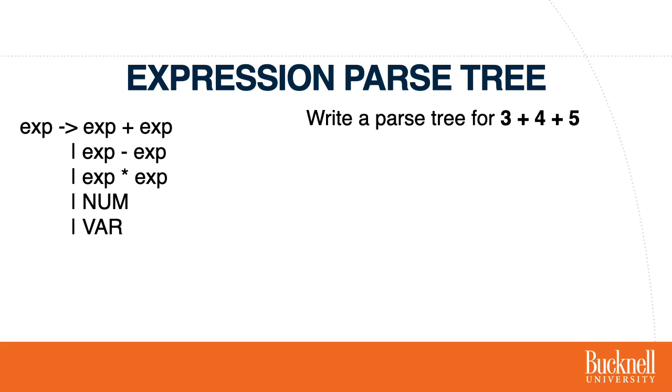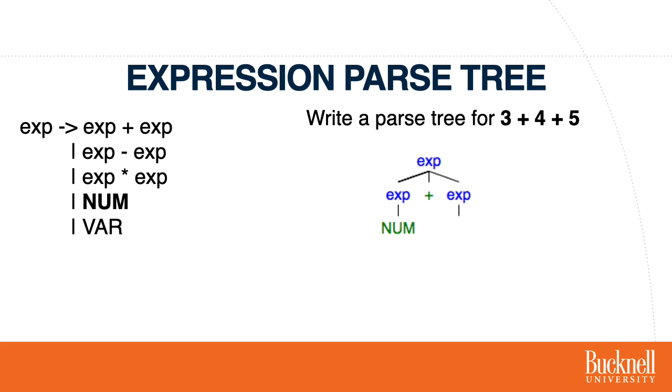Let's construct a parse tree for 3 plus 4 plus 5 using the grammar shown on the left. To construct a parse tree, we start with the start symbol. In this case, let's use expression as the start symbol. To create the next level of the tree, we apply part of the expression rule. Here we are applying the first part, replacing expression with expression plus expression. Let's keep adding to the tree by applying more rules.